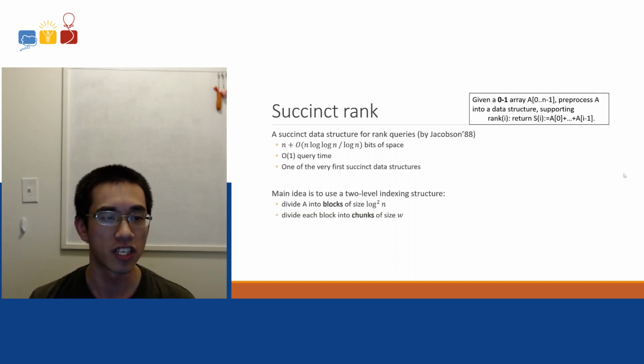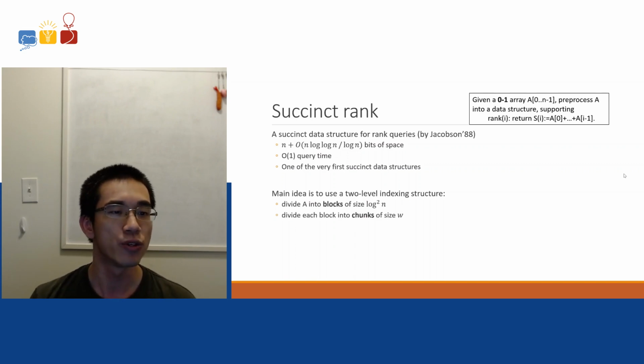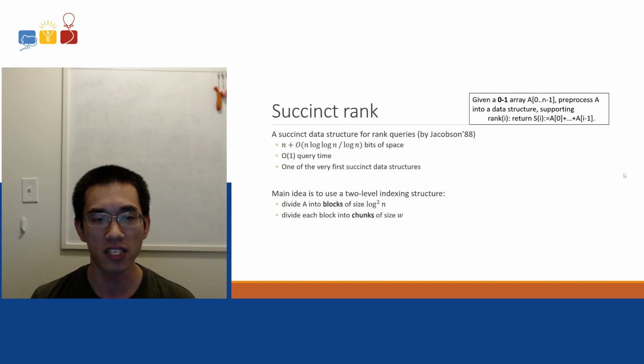So how does it work? The main idea is to use a two-level indexing structure. Before, we divided A into blocks and then stored the prefix sums of the blocks. Now we are going to divide A first into blocks, which now will have size log n squared. And then we further divide each block into chunks of size w, where w is the word size.